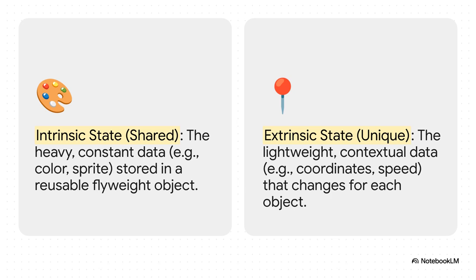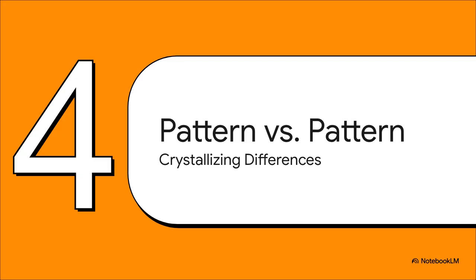The trick is to split the data in two. You have the intrinsic state. This is the heavy, shared data like a particle's color or its texture image. That stuff gets stored just once in a reusable flyweight object. Then you have the extrinsic state. This is the lightweight, unique data, like coordinates and speed for each particle. That gets passed in only when it's needed. This way, 1 million particles can share just a handful of those heavy core objects, and it saves a ton of memory.